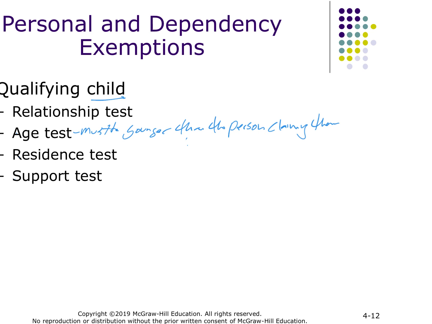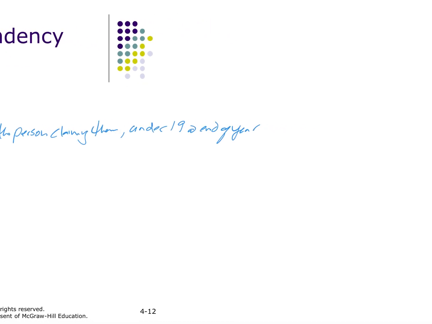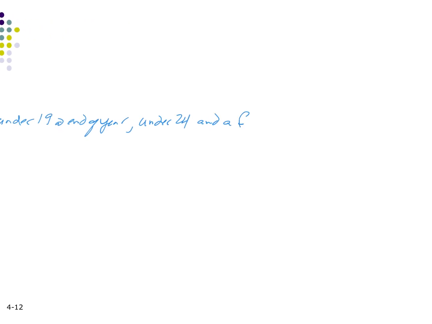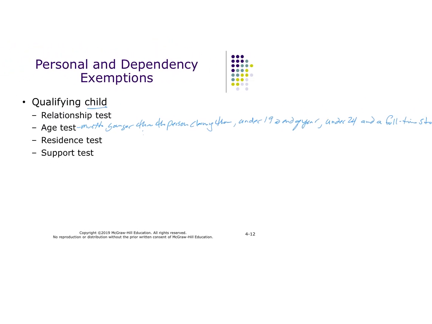Now, she couldn't be my qualifying child either because in addition to being younger than the person that's claiming them, they also have to be under 19 at the end of the year, or under 24 at the end of the year, and a full-time student, or be permanently and totally disabled. Okay, so that's the age test.